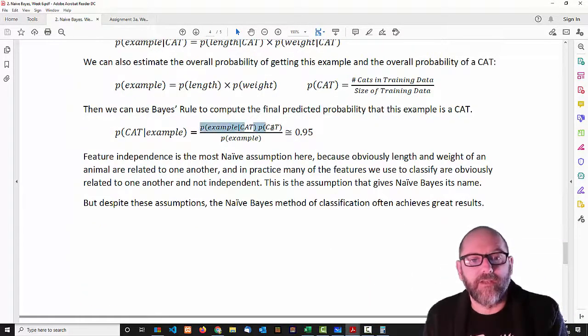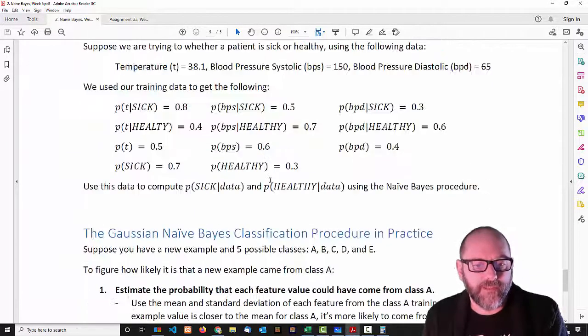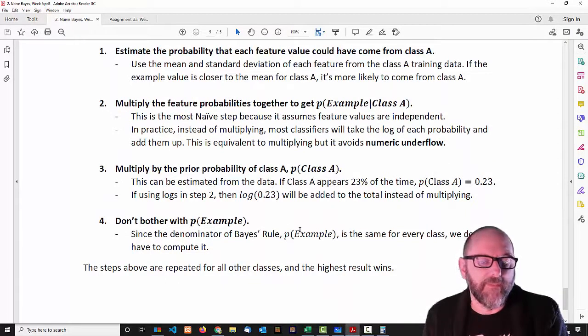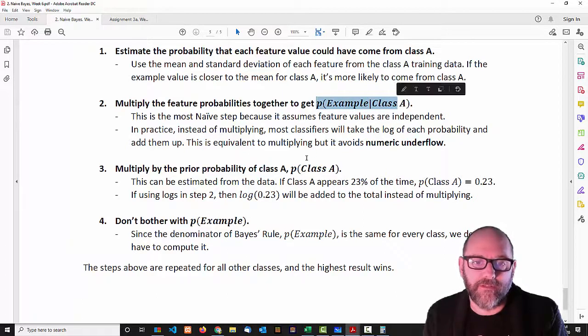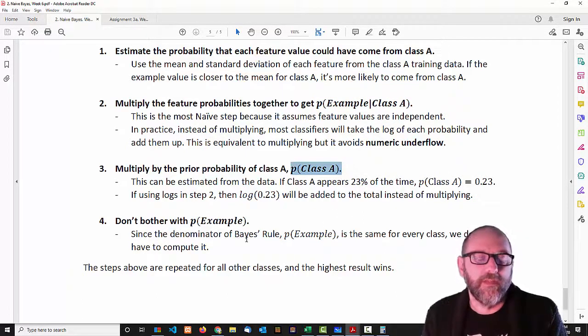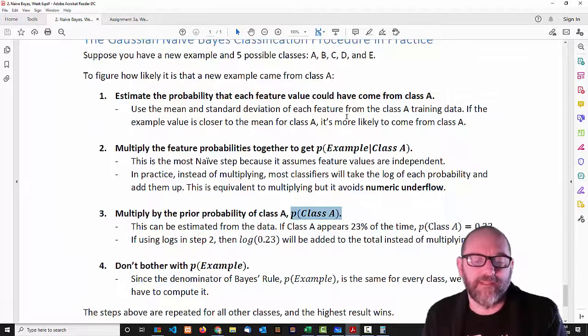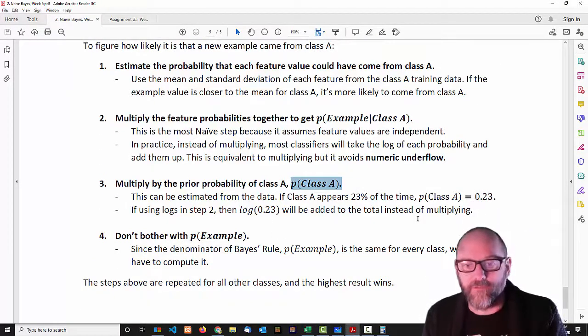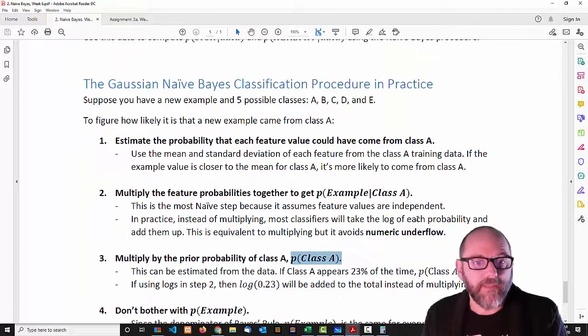In practice, they just calculate this times this, multiply all those things together. If they're using logs, they may not even bother to take the inverse log. They'll just compute this step times this step, and then the biggest value, the highest result wins. So they'll do that for class A, then B, C, D, E, and the highest class wins, and they return the result. That's how they work in practice.